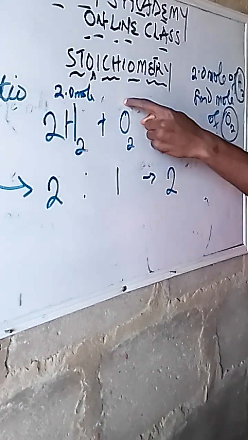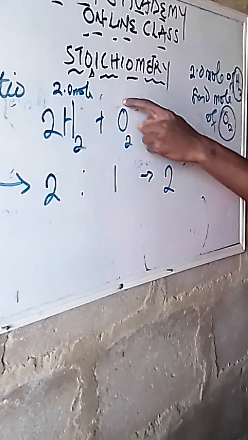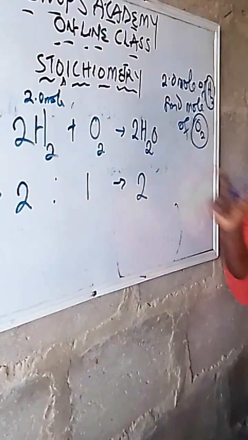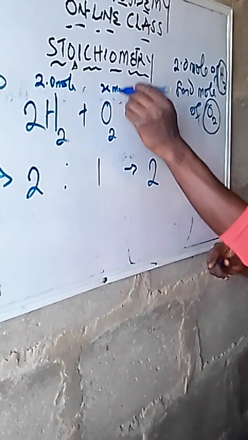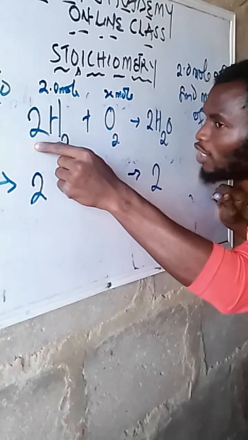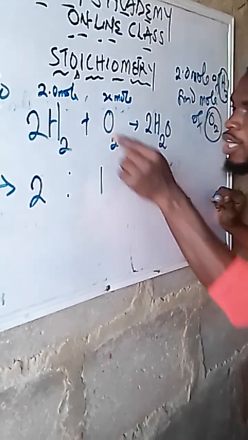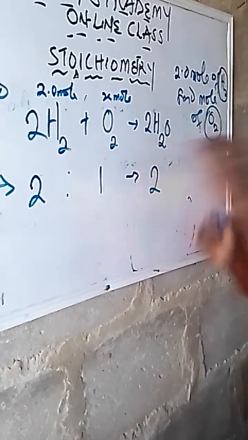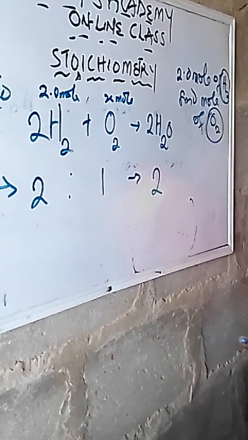Now, are we given any moles here? That's what we have to find, isn't it? You put S mole or Y mole, anyone, right? What is the mole ratio of this one? 2. What of this one? 1, isn't it? You match them together, then you get your answer.